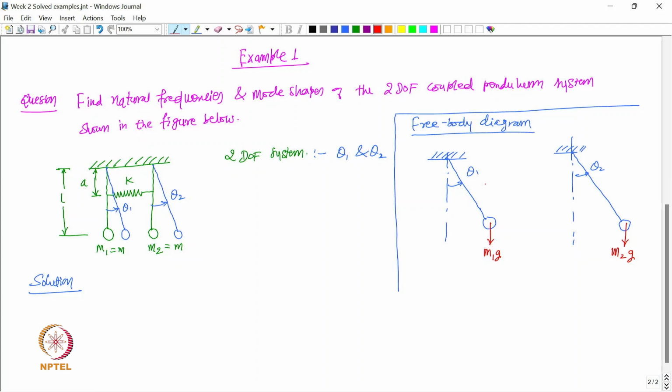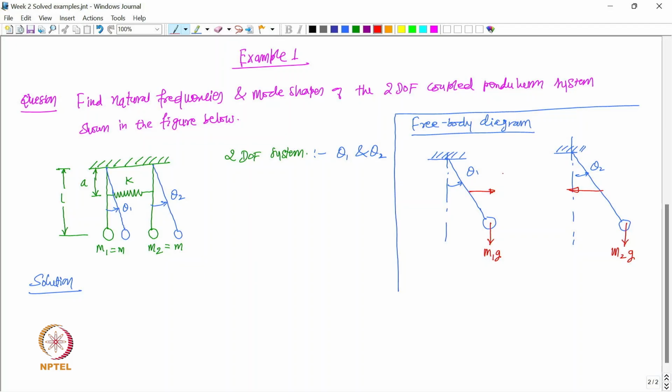So let us say the deflection of the spring would be a into theta 2 minus theta 1, correct, and therefore the spring will apply a force on this pendulum in this direction, and it will apply a force on this pendulum in this direction, right. For example, if I assume that theta 2 is more than theta 1, then the spring would have a net extension, and when the net extension is there, it will apply the opposite forces at the two ends on the two pendulums, and that is how we have determined the direction of these forces.